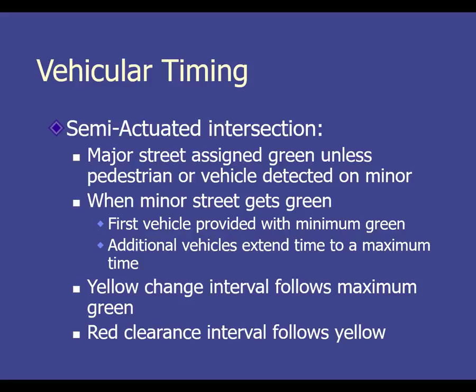So in a semi-actuated intersection, the major street is assigned the go, or the green, unless the pedestrian or a vehicle is detected on the minor street. So when the minor street gets the green or the go-ahead, the first vehicle is provided with a minimum green or a minimum go period, and then additional vehicles extend the time up to a maximum time.